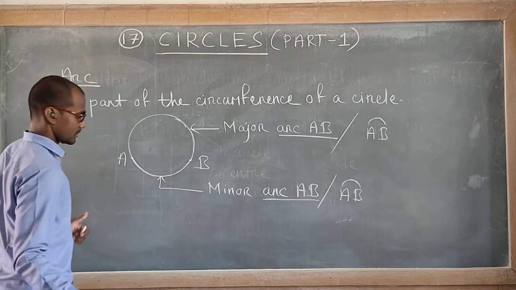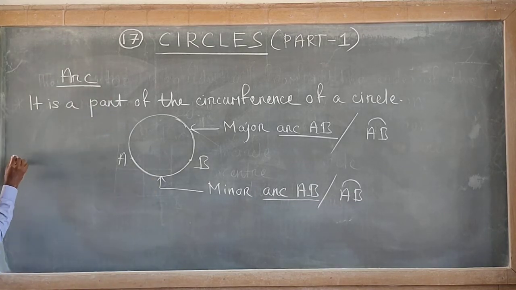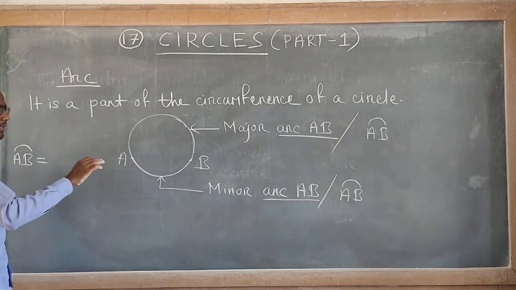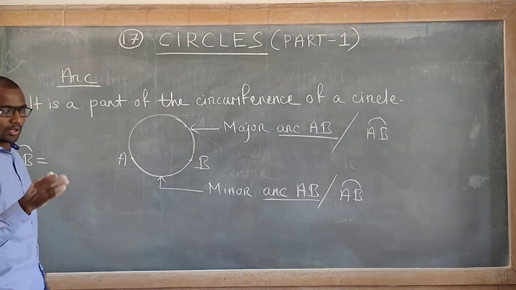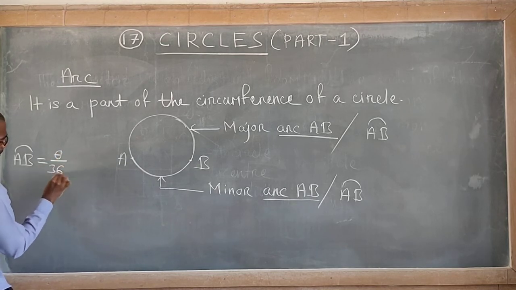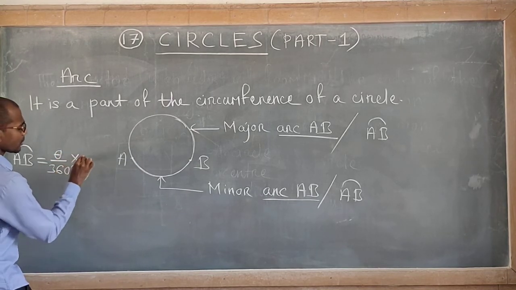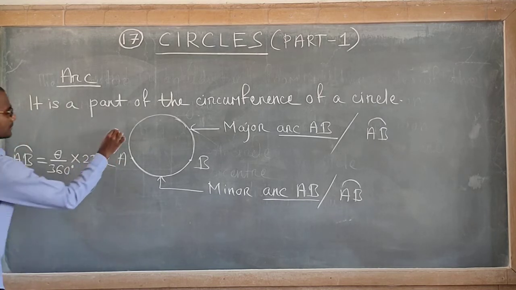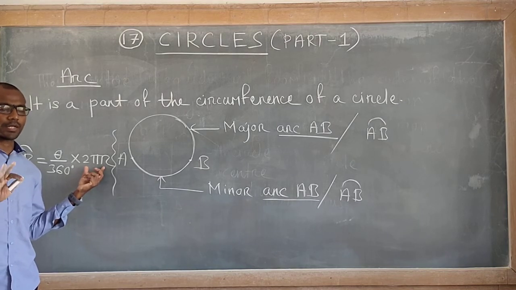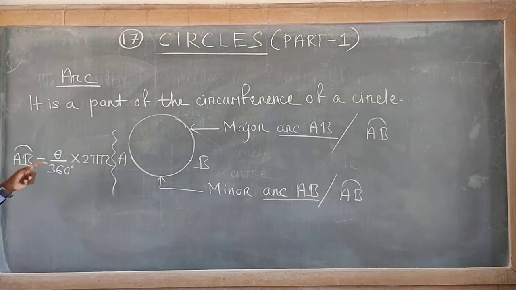The measure of an arc is the length of an arc. This cannot be measured with a scale, so you have to use some formula to find it. Measure of an arc is equal to theta by 360 degree into 2 pi r. This is the formula, it is not given in your book. You know what is 2 pi r? It is the circumference of a circle. And what is this theta? It is the angle subtended by the arc at the center.